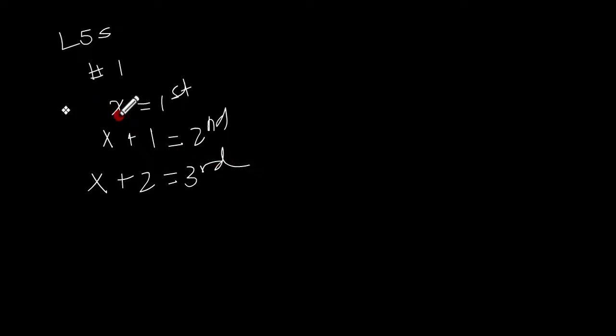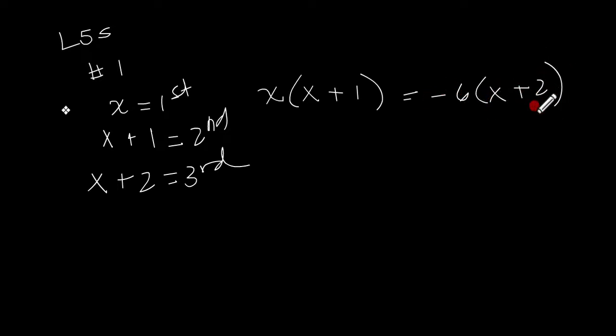Okay, so it says find 3 consecutive integers such that the product of the first and the second, so the product means multiplying, is equal to the product of -6 and the third. So what this does is it's going to make it into a quadratic equation because you're going to get x squared plus x equals -6x minus 12.